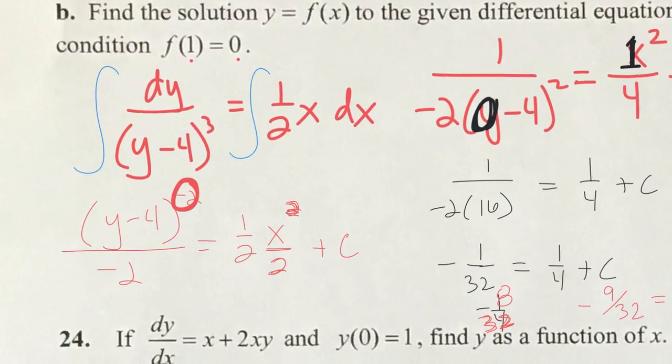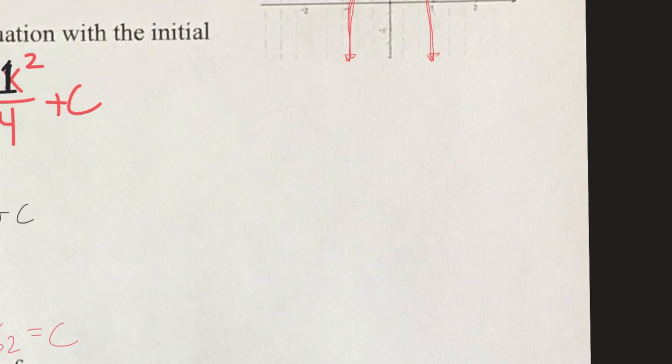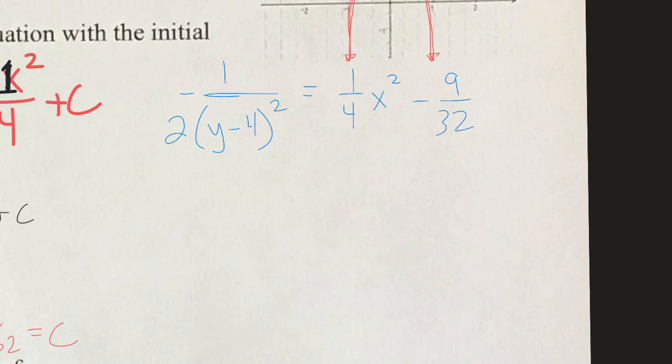All right, so what to do with that? So I'll find this solution to y equals f. Now we have to solve it for y. Okay, once again, this is all of our algebra. So let's see. Negative 1 over 2(y minus 4) squared equals 1/4 of x squared minus 9 over 32. Okay, so let's get rid of the 32. I'm going to multiply everything by 32. Let's see what that does, right? Because I want to get rid of these fractions.